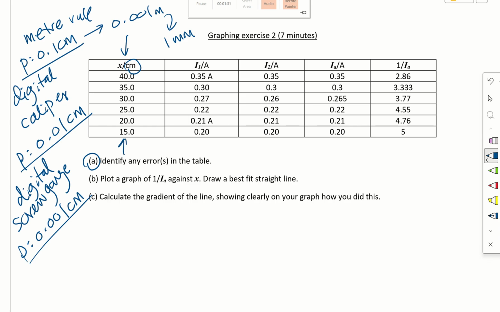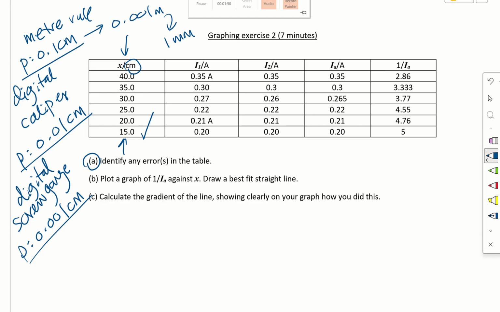rule because it cannot be 40 cm if I use a digital caliper or digital micrometer screw gauge. It's just not possible. And because the precision of the meter rule is 0.1 cm, the precision is okay in this column, so nothing is wrong. So next we move on to the next column.